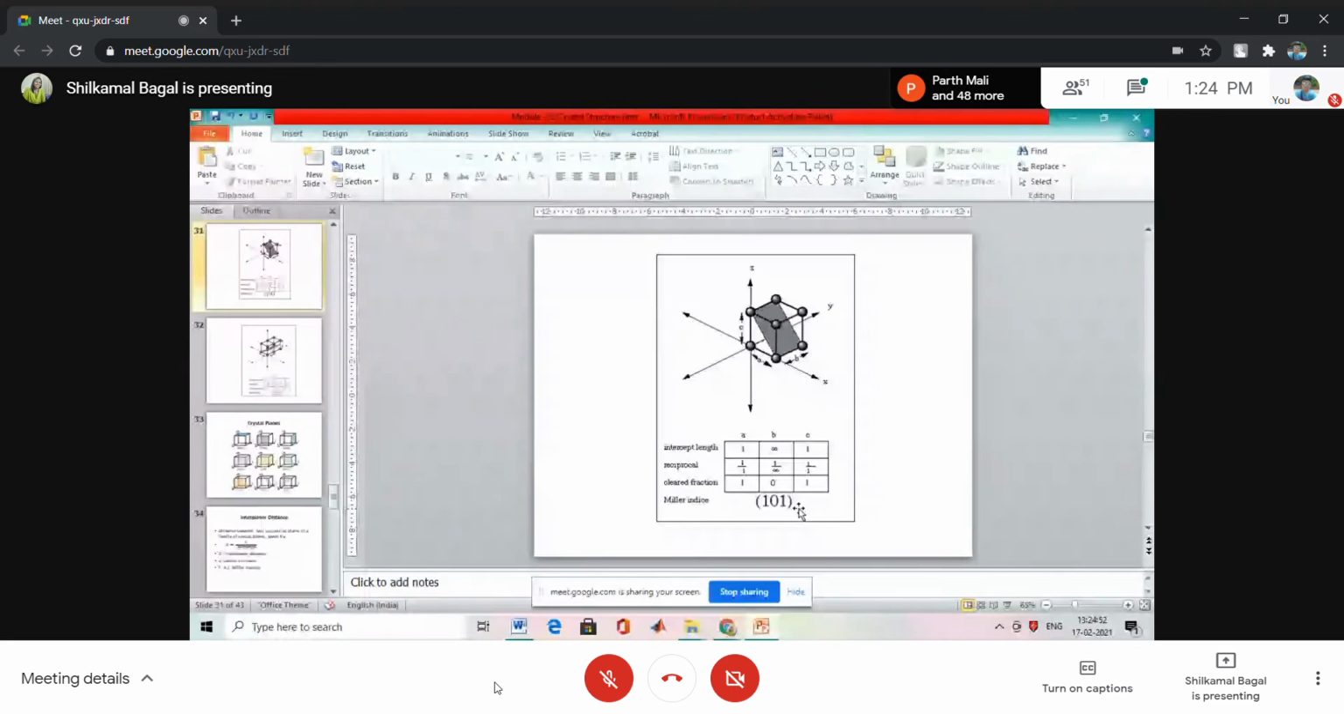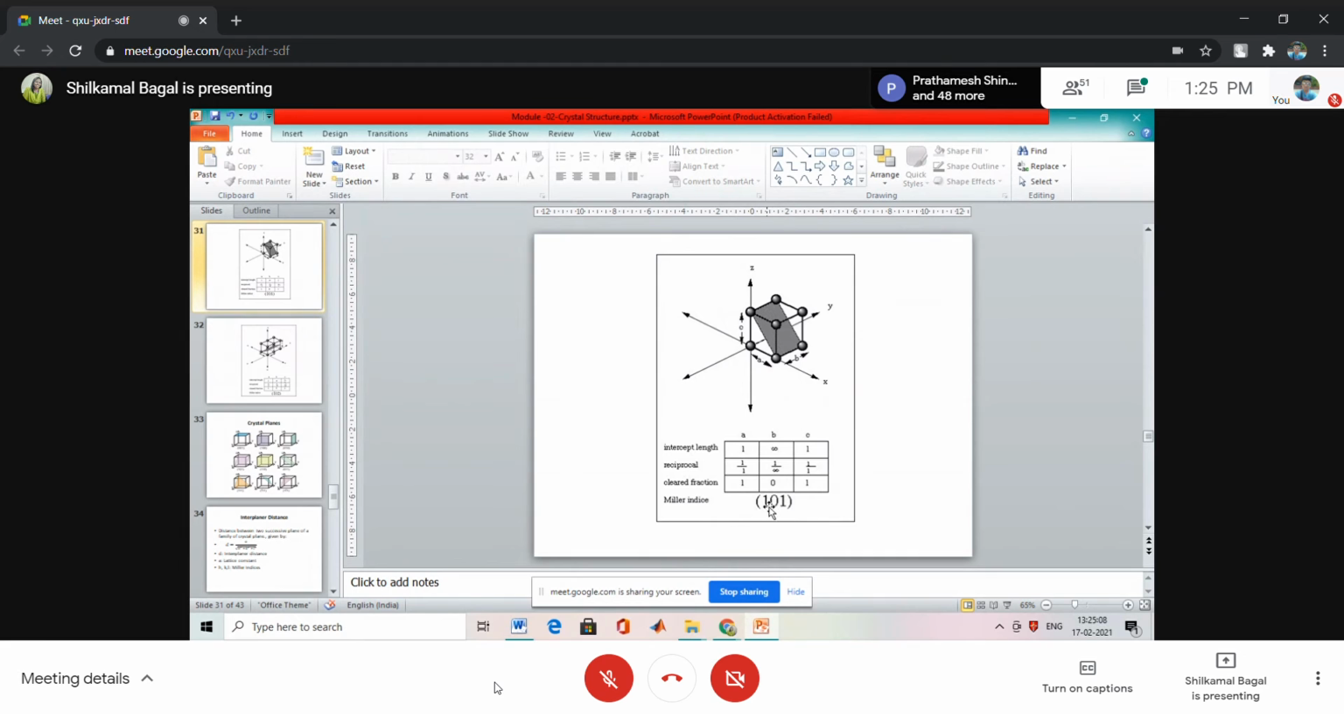Got it? So now see it the reverse way. If we are given that 1, 0, 1 are the indices of the plane and we have to draw this plane, then how will you draw it?